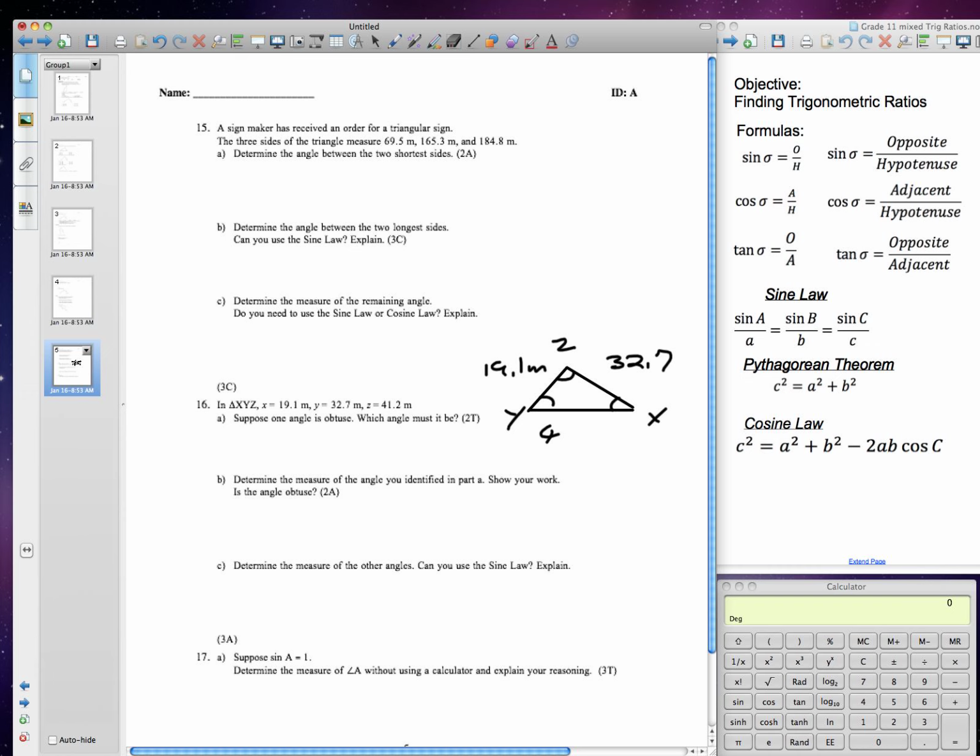So looking at this triangle, the longest side I drew was 41.2. They said that one of the angles must be obtuse, okay? So if we're going to make an assumption of which one's obtuse, it would be opposite of what side of the triangle? The longest side. Since this is our longest side, we go on the assumption that that must be the obtuse angle. So our angle Z is the obtuse angle. And that is, again, because it is opposite of the longest side of the triangle. Okay?